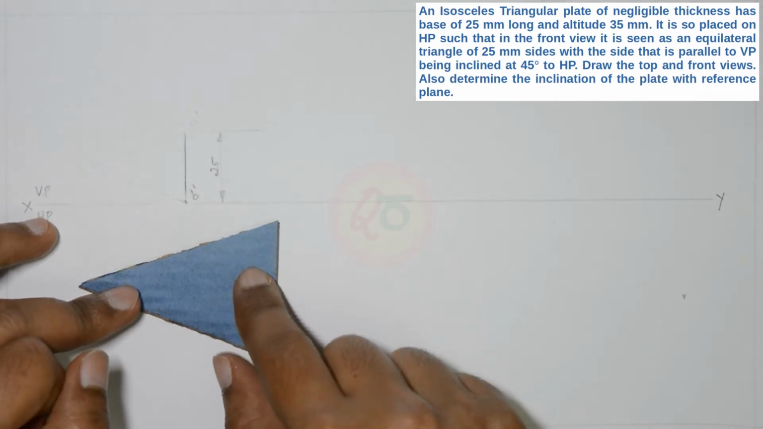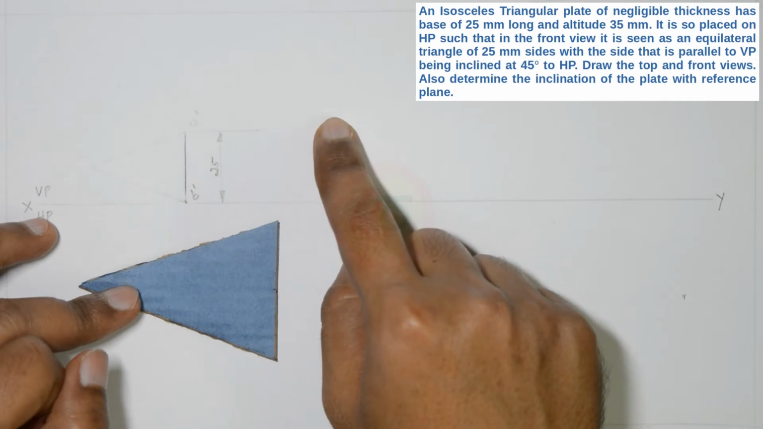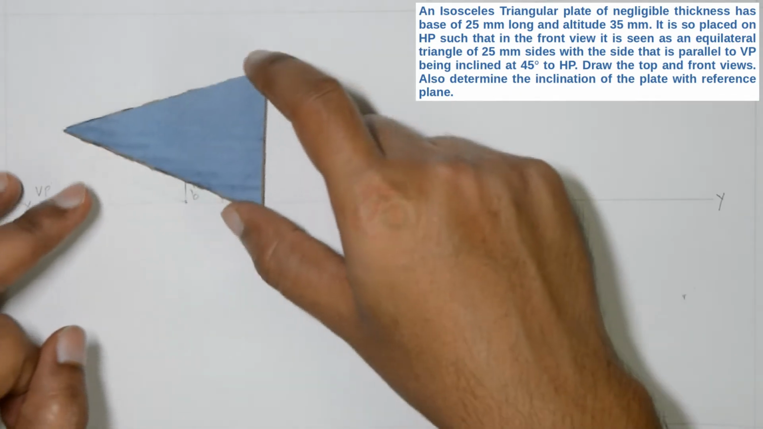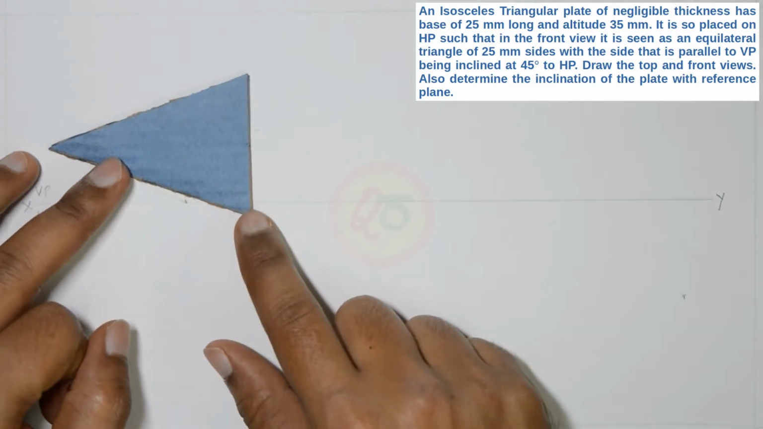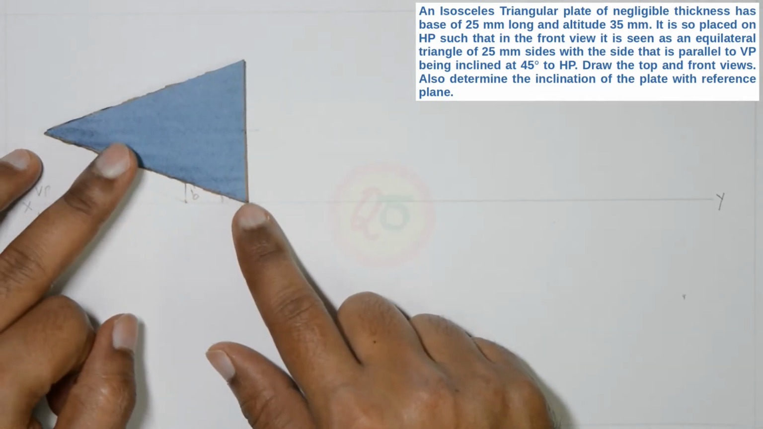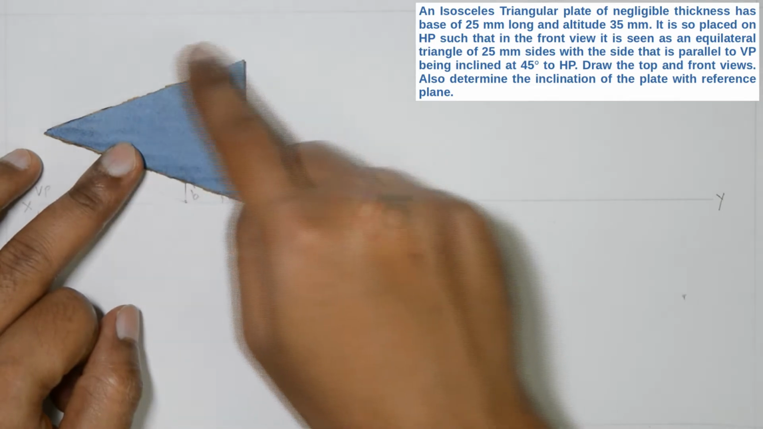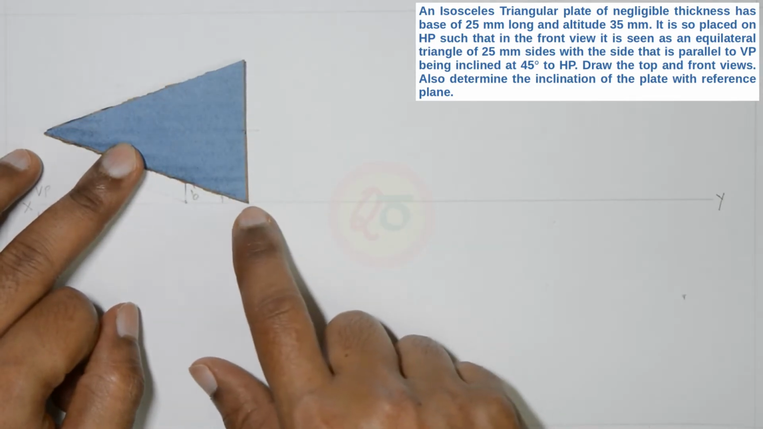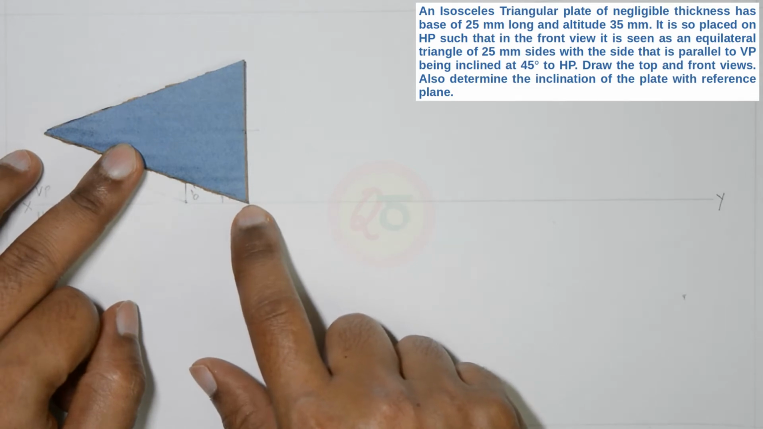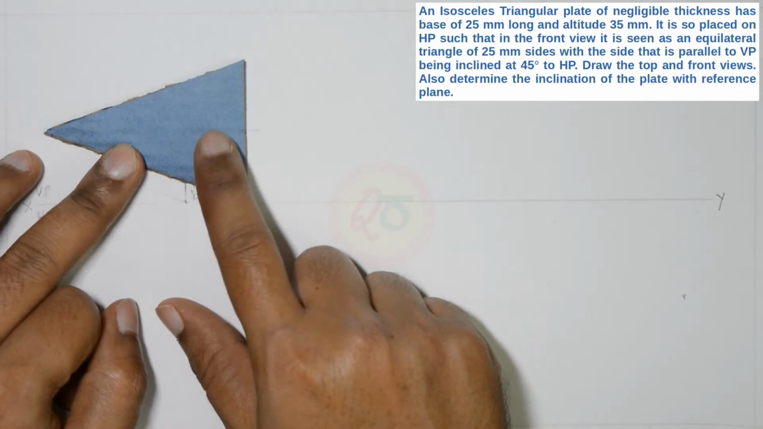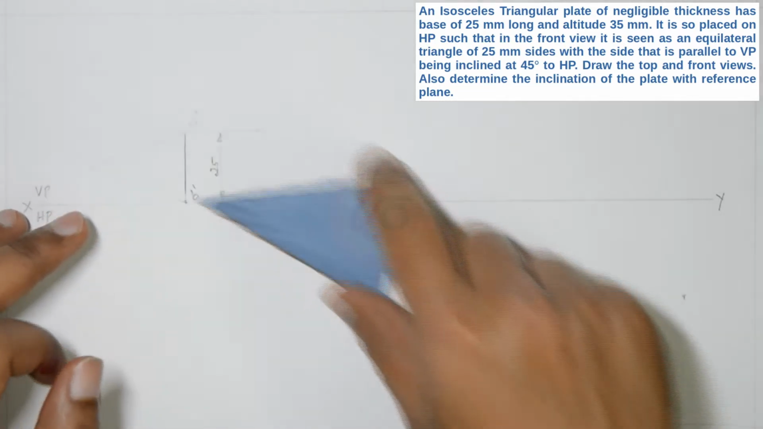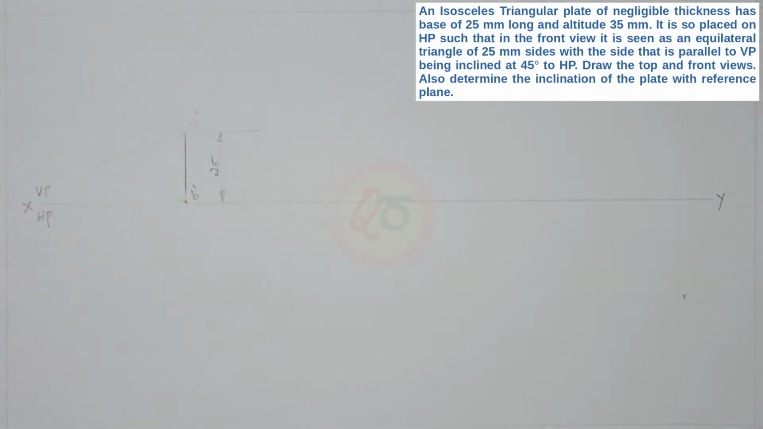The given condition is in the front view it is seen as an equilateral triangle. Hence what we'll do is we'll draw this isosceles triangle in the VP plane by making the entire surface parallel to vertical plane, but also making sure that one of the corners touches the XY line since the surface is resting on HP.